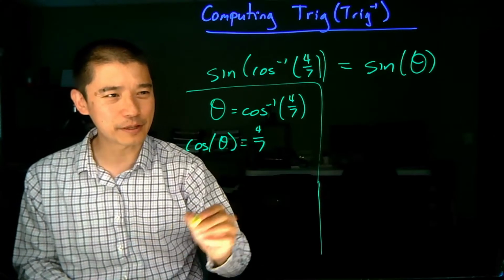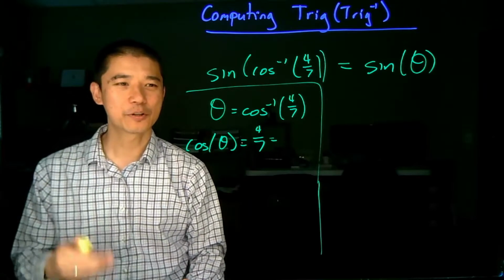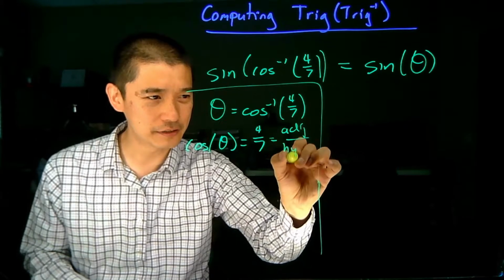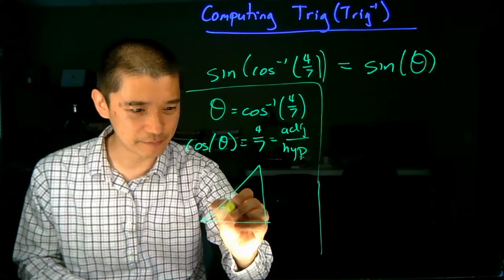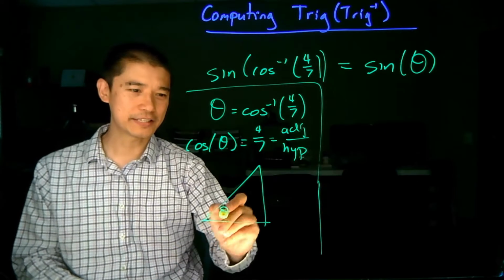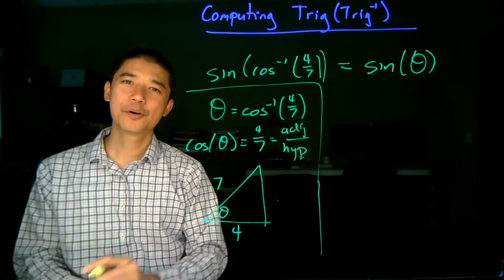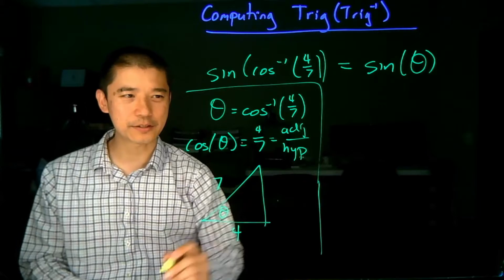Now, I typically go with the geometric method, but again, the algebraic method will also work. So what does the geometric method say? Cosine. We have the right triangle relationship, SOHCAHTOA. Cosine is adjacent over hypotenuse. And so this allows me to draw a triangle that represents the angle theta. The adjacent side is 4, and the hypotenuse is 7. From this, we can use the Pythagorean theorem to get this other side.